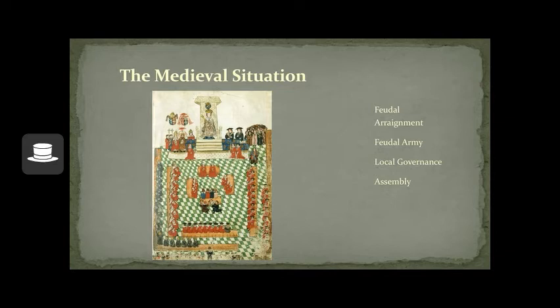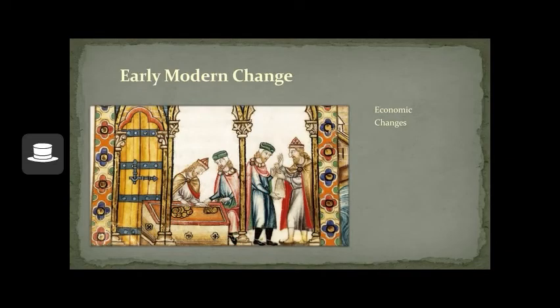Well, important winds of change were blowing, because as we enter the early modern period, things change. And we've seen some of this already. There were important economic changes that were occurring, right? The market economy, the money economy was expanding. Money was coming back into circulation. And this was going to provide the king with important new sources of revenue.